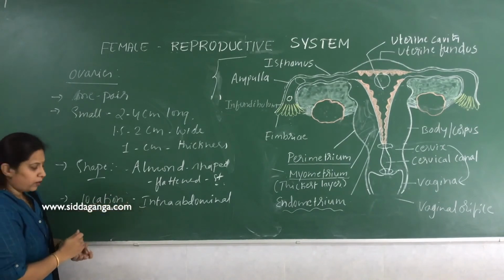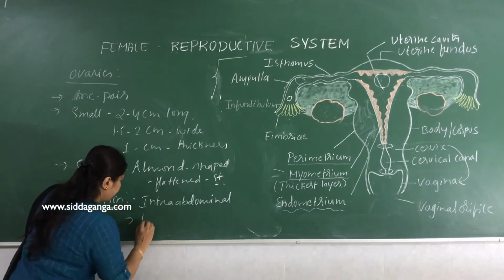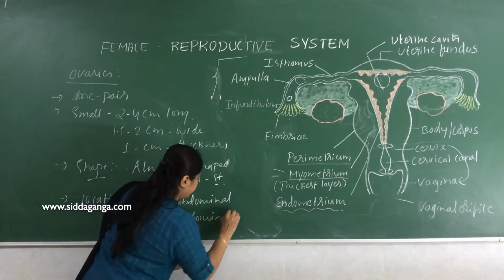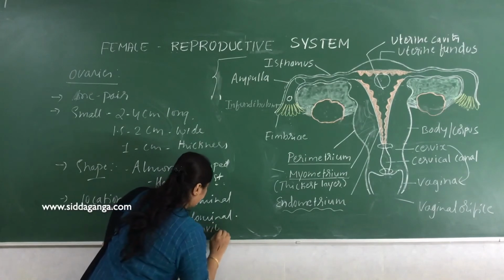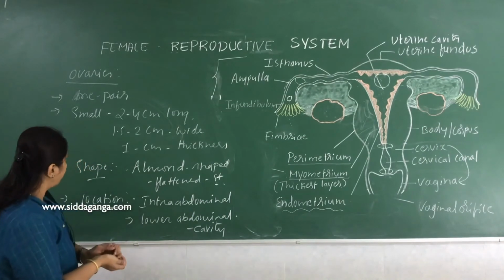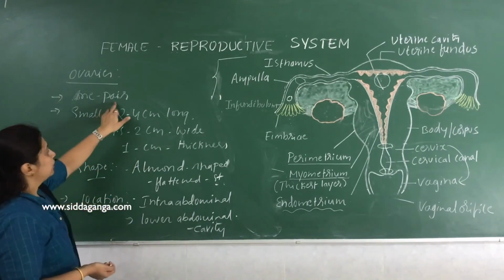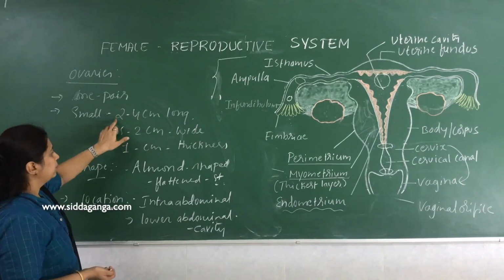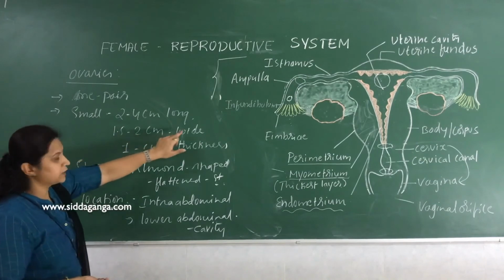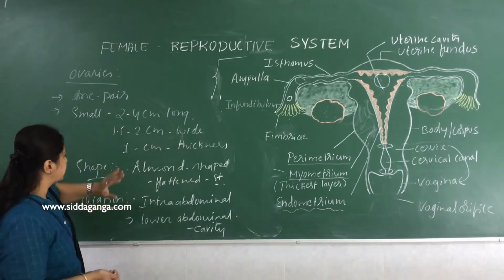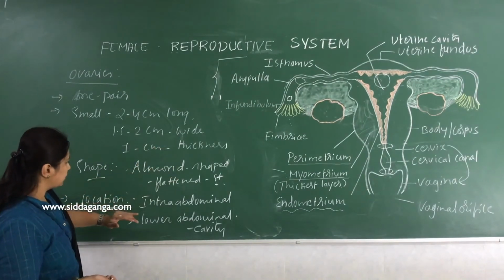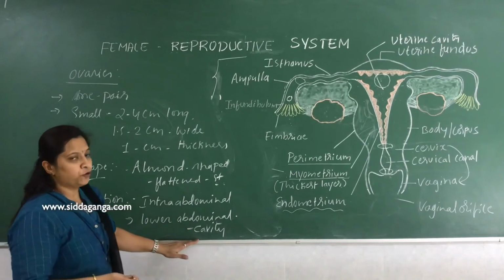So they are intra-abdominal. Where are they located? In the lower abdominal cavity. So this is the morphology of the ovaries. They are pale organs, 2 to 4 centimeter long, 1.5 to 2 centimeter in breadth, 1 centimeter in thickness. They are almond shaped, flattened structures, located in the lower abdominal cavity.